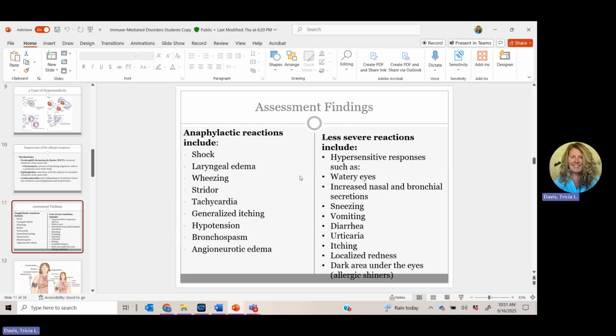Some of those less severe reactions are going to be watery eyes, increased nasal and bronchial secretions, a lot of sneezing, maybe some vomiting and diarrhea, some hives, okay, urticaria, those are our hives, some itching, maybe some localized redness, and then people can develop what we call allergic shiners, and these are those dark areas under the eyes.